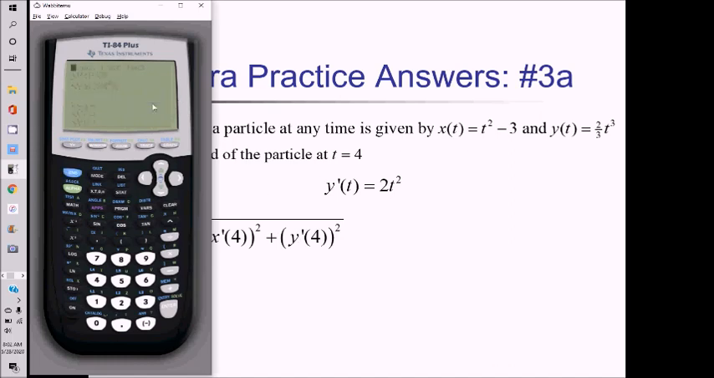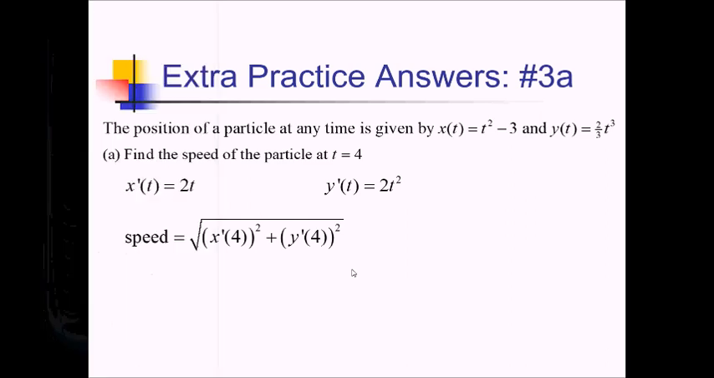So let me take now the square root of, and now to do x prime of 4, I'm going to do alpha trace y1, because that's where I stored x prime. Open a parentheses, plug in 4, and then square all that, plus alpha trace y2, and pretty much the same idea. Open a parentheses, plug in 4, and square that. Press enter for the whole thing, and we get 32.985.